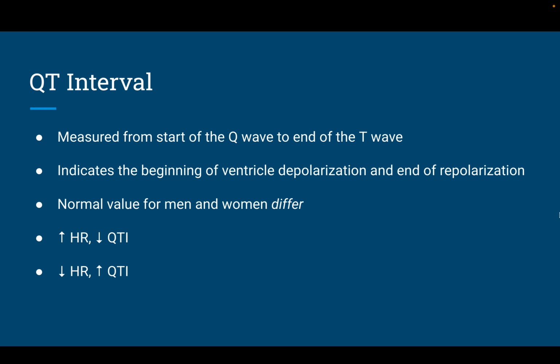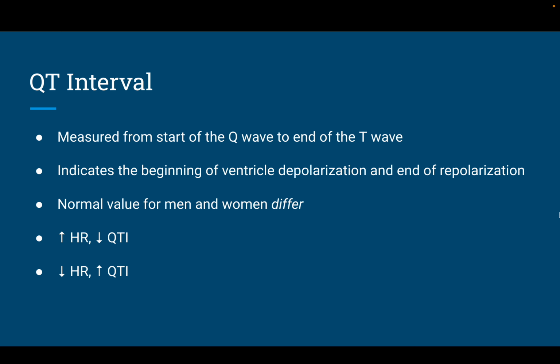So, what is the QT interval? The QT interval is measured from the start of the Q wave to the end of the T wave, and this is going to indicate the beginning of ventricular depolarization and then the end of repolarization. So, it's going to be ventricles contracting till when the ventricles are basically ready to go and fire again. These values differ between men and women. It's not a significant jump from what's prolonged for a man and a woman, but there is a different value. We'll go over that later on in the presentation, though.